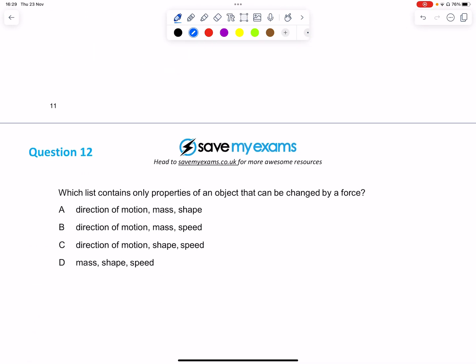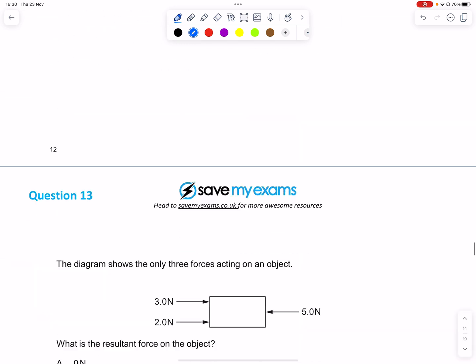Which list contains only properties of an object that can be changed by a force? So you need to go back to when you learned about what changes forces can bring or cause. There were about three that we learned, and they were change in speed, change in direction, and a change in shape. And the only option that shows all three is option C. So I'm just gonna go ahead and get that.